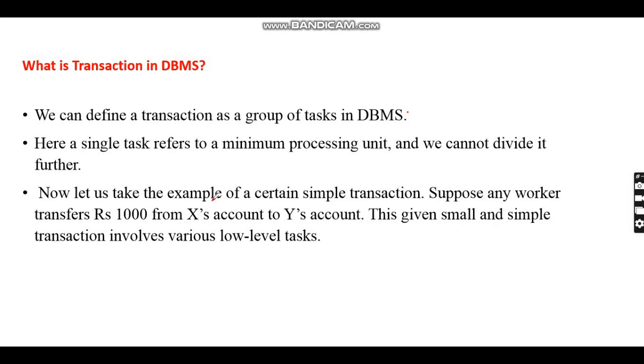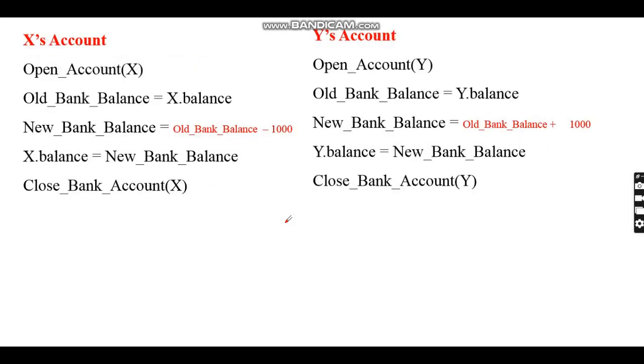Here we are seeing one example where a worker transfers rupees 1000 from X account to Y account. यहाँ पे सिर्फ एक एग्जाम्पल लिया है कि 1000 rupees is to be transferred from X account to Y's account. Now, this looks simple, but it has several low-level tasks involved in it. Let's see. This is the X account and this is the Y account. So basically, transferring 1000 rupees from X account to Y account. What are all the single tasks that need to be performed?